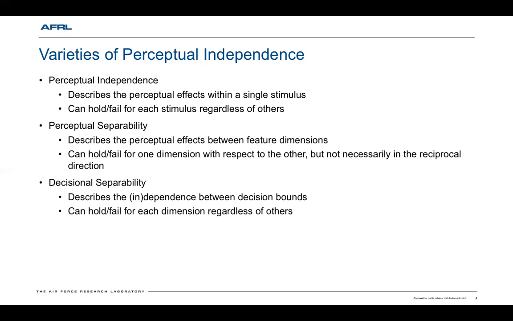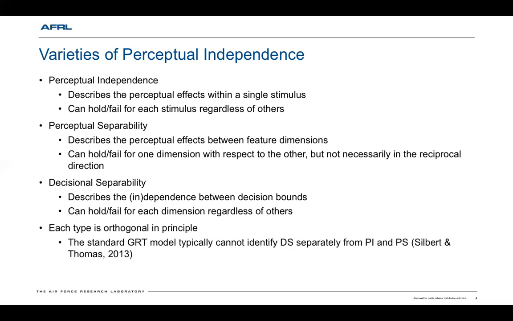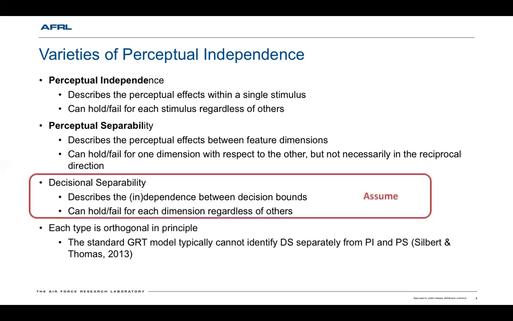Decisional separability describes the independence of the decision bound for one dimension on the level of an alternative dimension. It may hold or fail for one dimension regardless of whether it holds or fails for other dimensions. Each of these types of independence is orthogonal in theory. However, the standard GRT model cannot separately identify decisional separability from perceptual independence and perceptual separability. Therefore, in this talk, I will assume that decisional separability holds in all of my models and focus on testing for perceptual independence and perceptual separability.